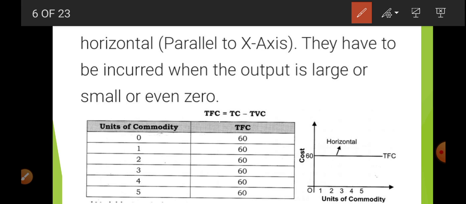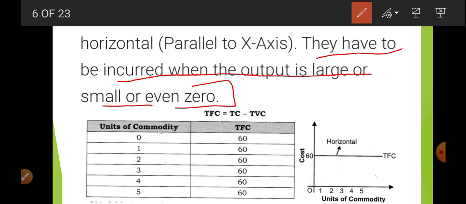It is a horizontal straight line. They have to be incurred when output is large or small or even zero. So TFC is not going to vary with the level of output. It is going to remain fixed or constant. So you can see here, when there is no production, the payment that is done to the fixed factor is 60. Now production is 5, still it is 60, because there is no change in the fixed factor.